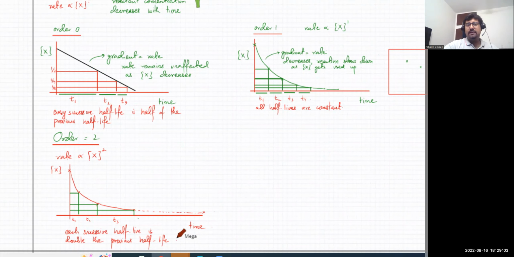So we'll do the third method. That's the final method of finding the order of a reaction. Let's do that tomorrow then. Okay, everyone.